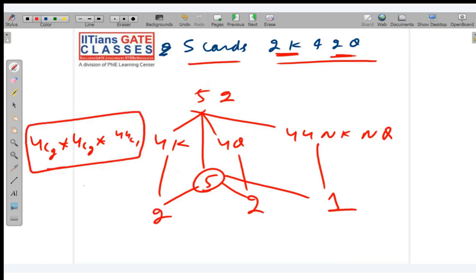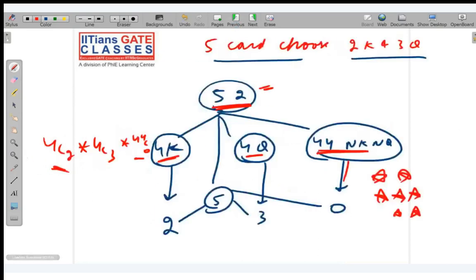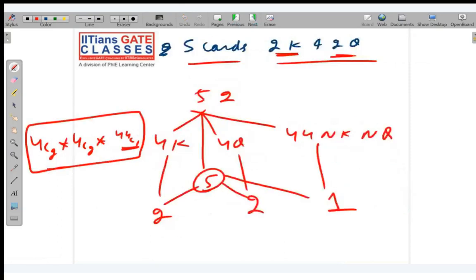This is my answer. Now obviously it will affect our answer. Earlier it was not affecting, because 44C0 is 1 only. No problem, multiplying by 1 will not create a problem. But here multiplying by 44 will create a huge gap. Okay. So this is my answer.